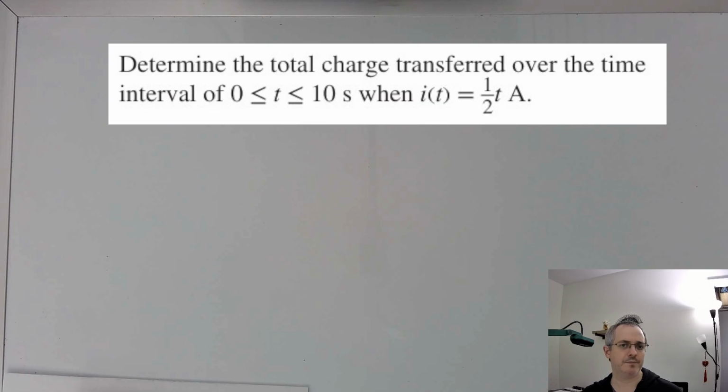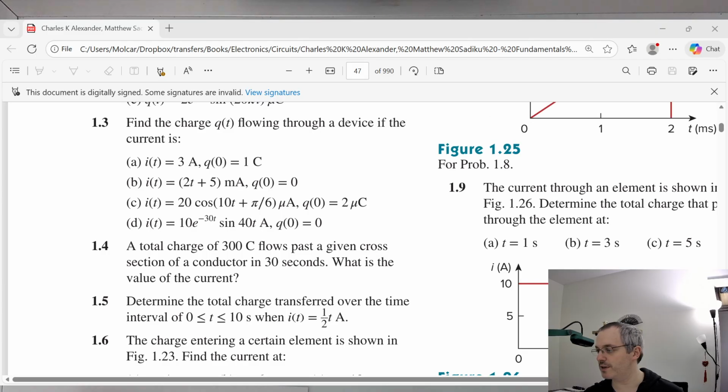Problem 5. Determine the total charge transferred over the time interval 0 to 10 when the current is 1/2 times t amps. So, total charge transferred. If you already did question 3, find the charge flowing through a device if the current is this, you've already done this. It's an integral. We could use the graphs you see over here, but those are later, so we'll just do the integral since we've already done that.